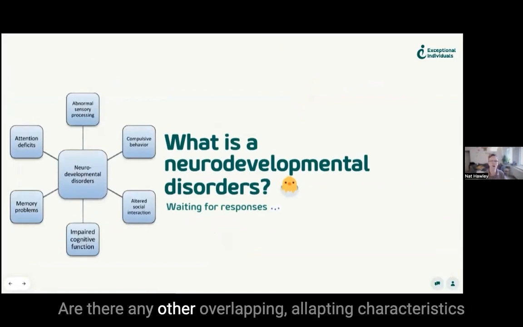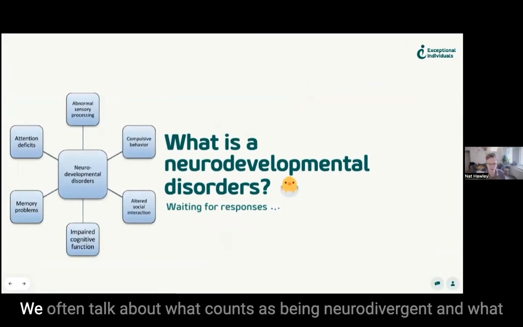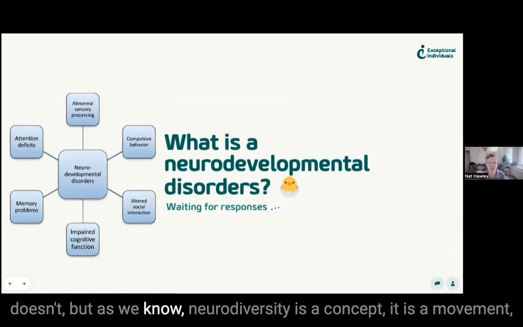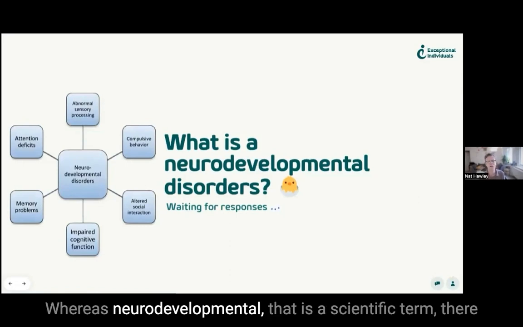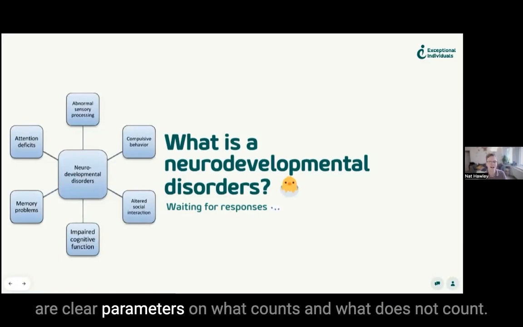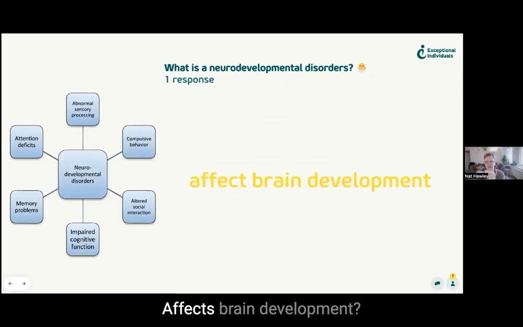Are there any other overlapping characteristics which would make something neurodevelopmental? We often talk about what counts as being neurodivergent and what doesn't, but as we know, neurodiversity is a concept, it is a movement, it's why there isn't a rigid definition of what it is and what it isn't. Whereas neurodevelopmental, that is a scientific term. There are clear parameters on what counts and what does not count. Affects brain development. Yes, absolutely.